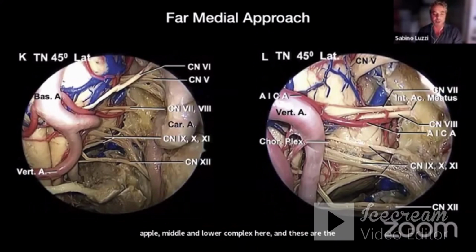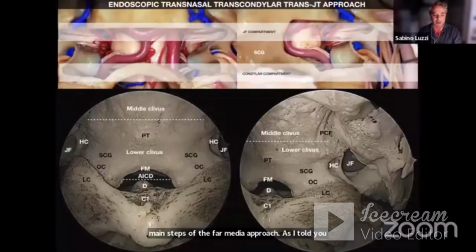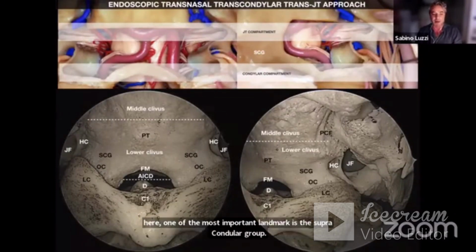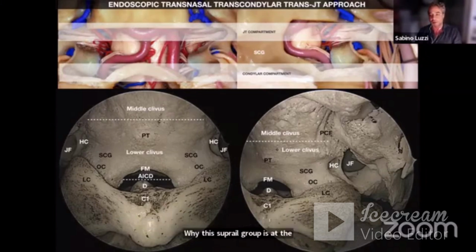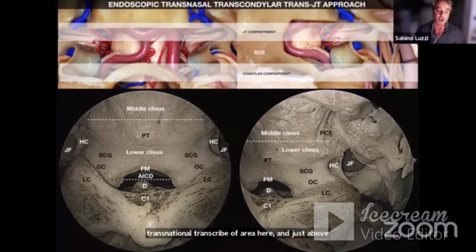As I told you here, one of the most important landmarks is the supracondylar groove. Why? This supracondylar groove is a depression that we can find at the level of the paramedian exposure of the transnasal transclival area here. And just above this area, we have the jugular tubercle. So we can perform jugular tuberculectomy when we drill just above the supracondylar groove. And just inferior to it, we have the anterior tip of the occipital condyle. So it means that if I drill here, I will start to destabilize my patient here.